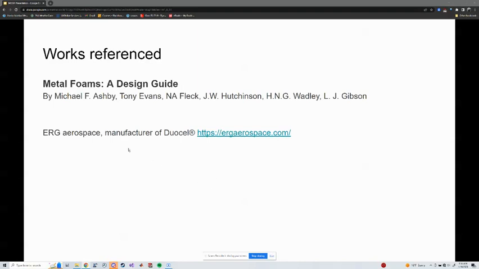Here's just the works referenced here: Metal Foams, a Design Guide by Michael Ashby, and ERG Aerospace's website. They're the manufacturer of Duocel and provided most of the photos in this presentation.